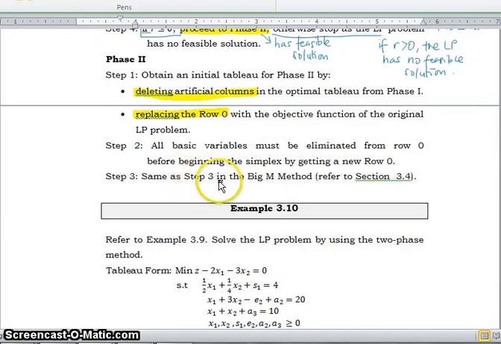If the problem is still not optimal, then find the entering variable, leaving variable, and then update the tableau. Continue and repeat step 3 until you find the optimal solution.